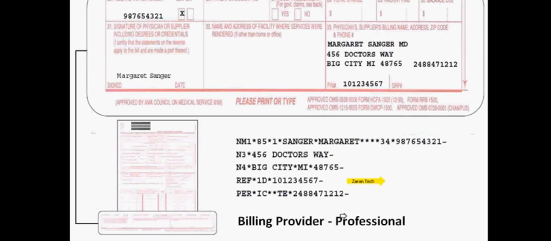So the billing address is always defined at the 2000. 2000 is the name of the loop, so that's where the billing addresses are defined. So every claim has to have a billing provider address. So it's very, very mandatory information.